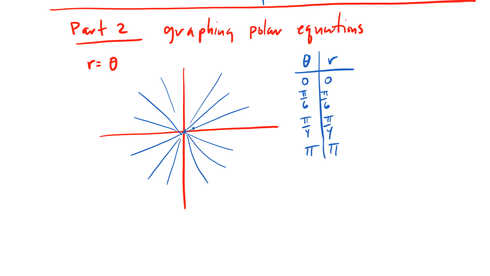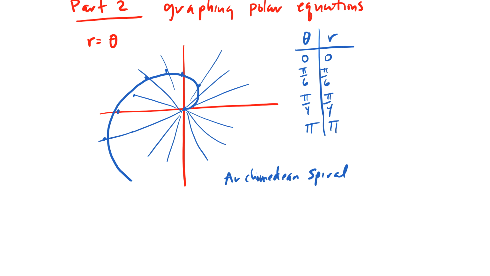0 at 0, pi over 6, it's pi over 6 long, pi over 4 long, pi over 3 long, pi over 2 long, and it just keeps getting bigger and bigger all the way out to pi, and that just keeps on going. Okay, so this is just going to keep on going out like this, and it just keeps getting bigger and bigger and bigger. Okay, it makes a nice spiral. It's called the spiral of Archimedes, or the Archimedean, A-R-C-H-I-M-E-D-E, spiral. Kind of a cool little thing.